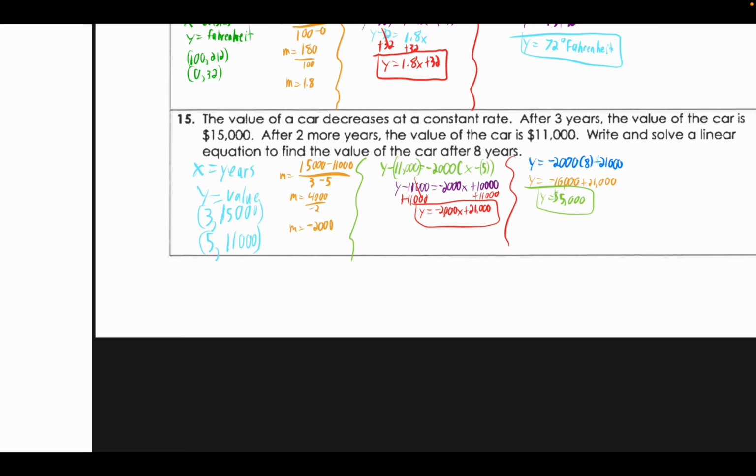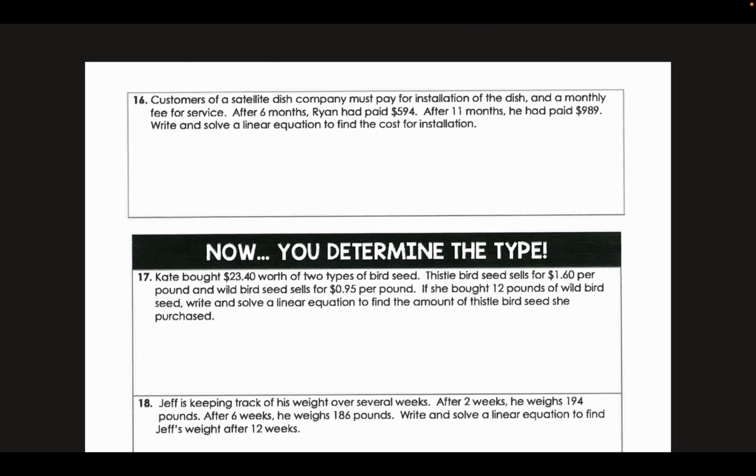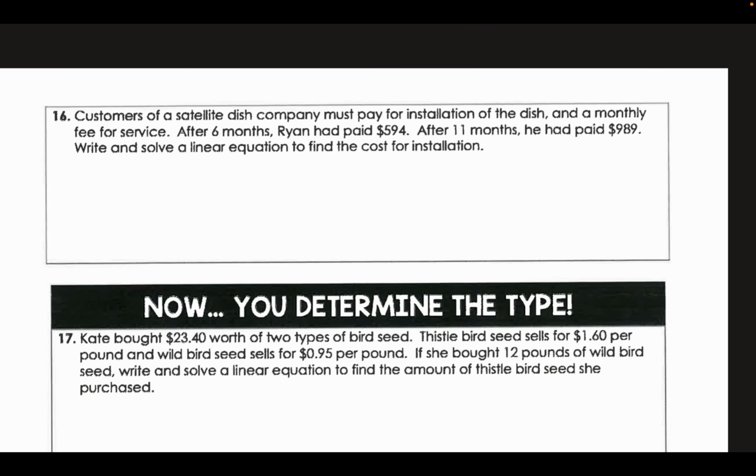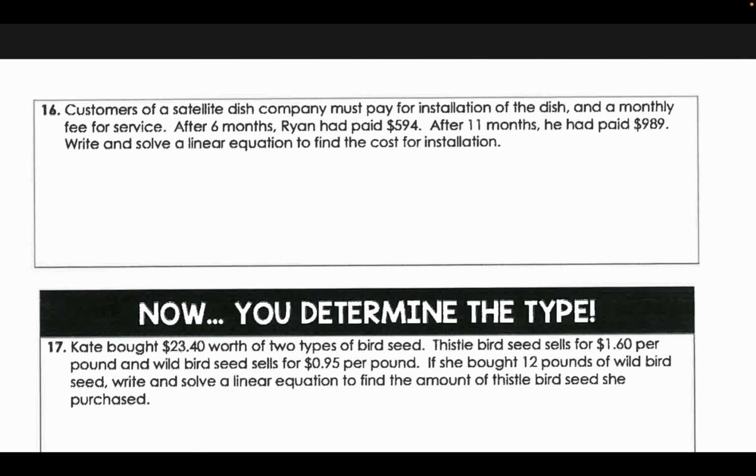On to the next page here, number 16. Customers of a satellite dish company must pay for installation of the dish and a monthly fee for service. After 6 months, Ryan had paid $594. After 11 months, he had paid $989. Write and solve a linear equation to find the cost for the installation.